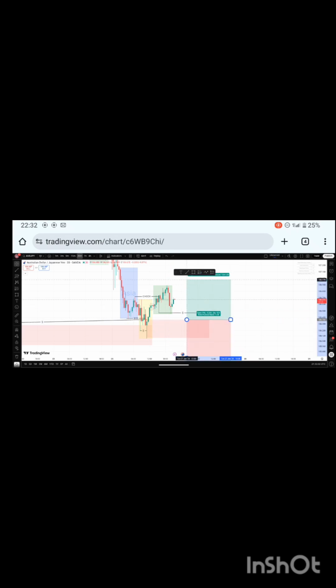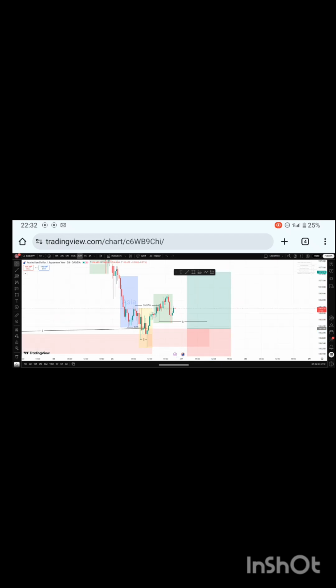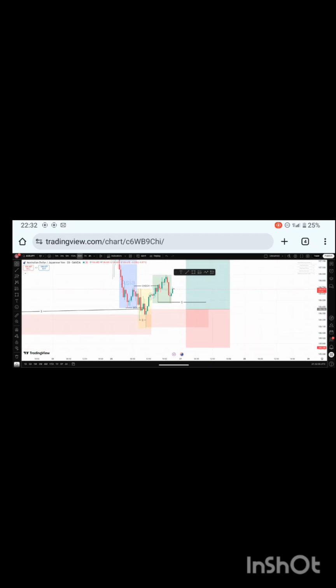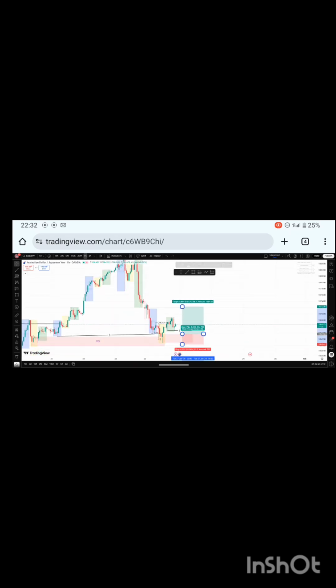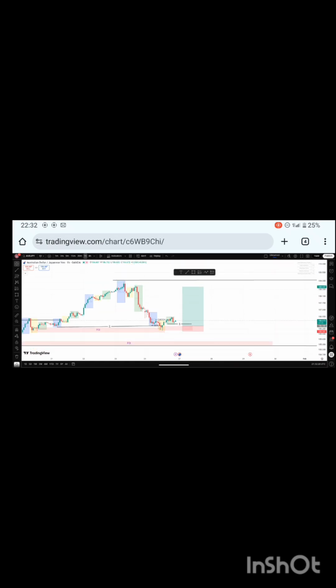As you can see, I'll go in for a buy, and my stop loss will be below here. I'll give it a little breathing room. My stop loss will be below there, and then my take profit will be, let me go to the 1 hour time frame so that I can see it clearly. And my take profit will be this high.